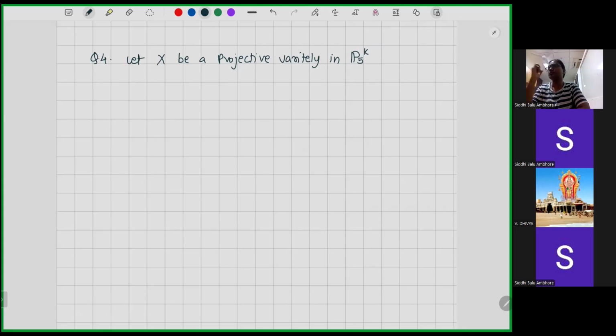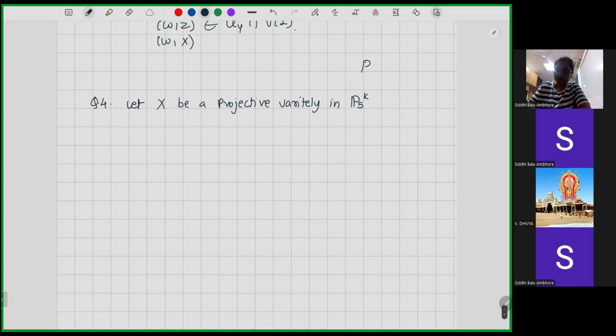So they are just specifying what the field is. For example, if I write P^5_R, it means that I'm taking R^6 minus 0 and quotienting with respect to that equivalence relation. If I take P^5_C, then I'm taking C^6 minus 0 under that equivalence relation and so on. So this K actually just specifies which field we are taking this projective space over. Okay, so that's it. And X is a projective variety in this P^5_K.